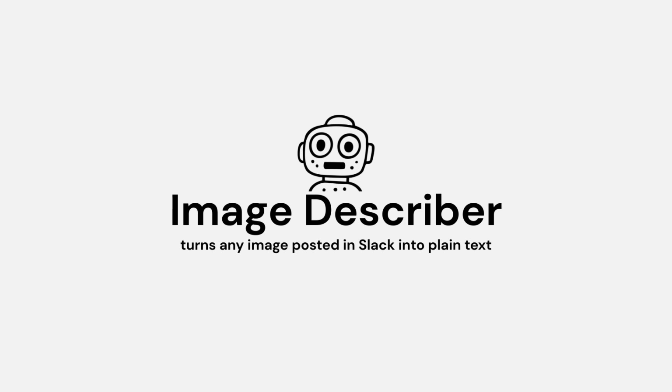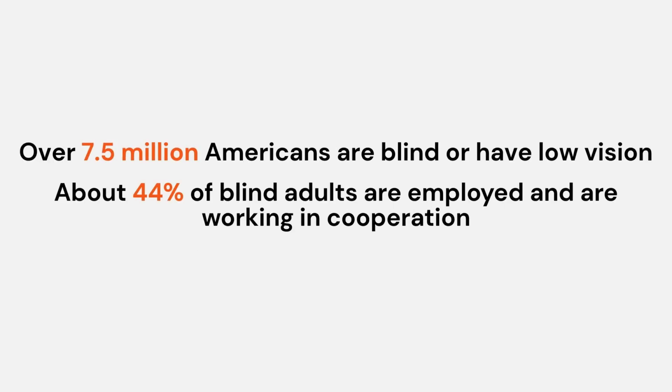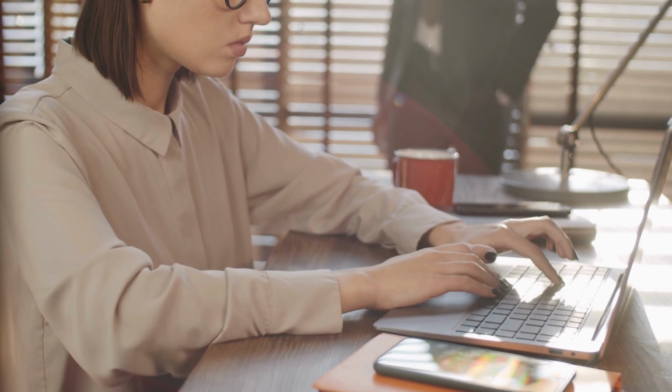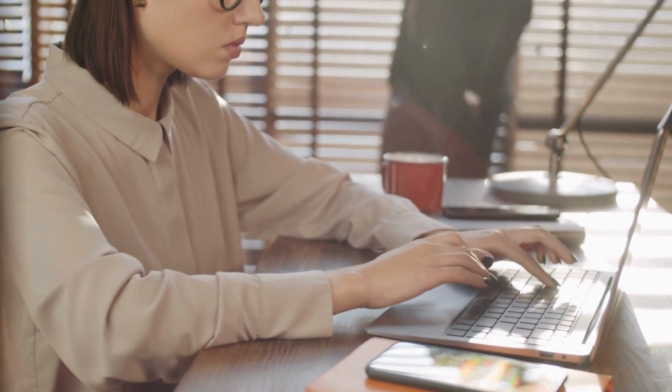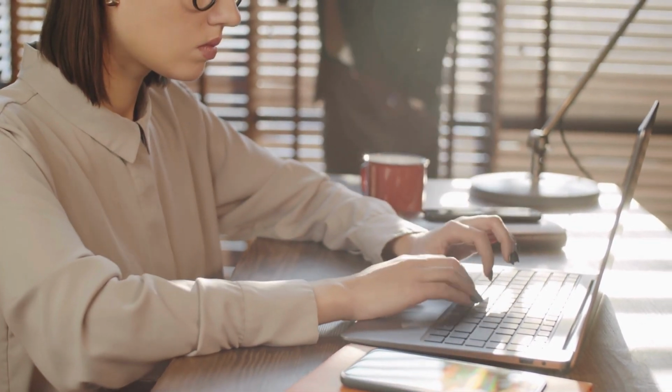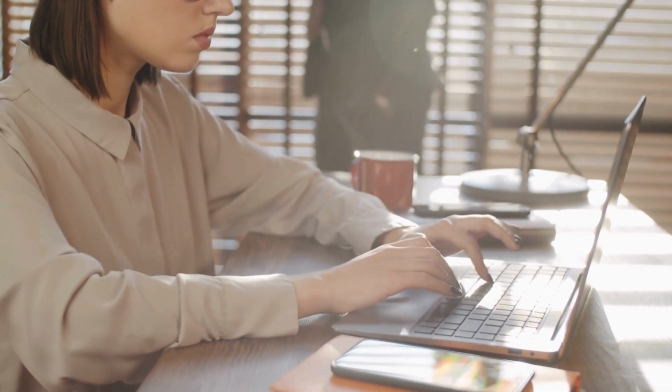As simple as it sounds, a Slack agent that turns any image posted in Slack into plain text, so a blind or low vision person's screen reader can read it out loud, right where the conversation already is. Over 7.5 million Americans are blind or have low vision, and about 44% of blind adults are employed and working in cooperation. Slack is where modern teams work. If Slack's images are invisible to screen readers, a huge part of the workday is invisible too.